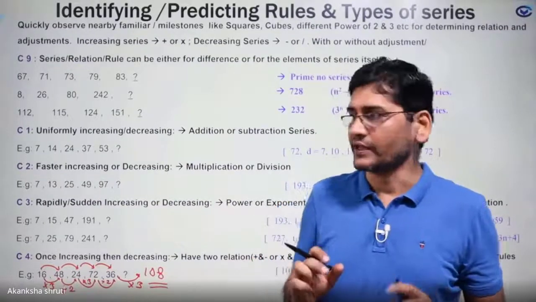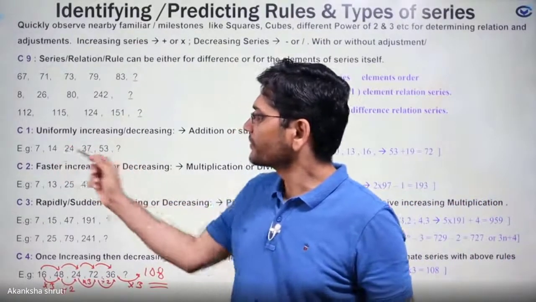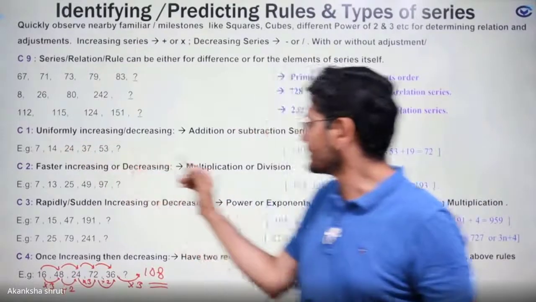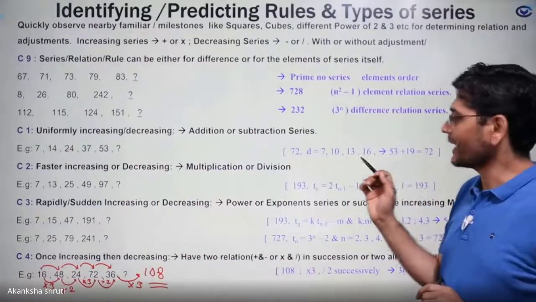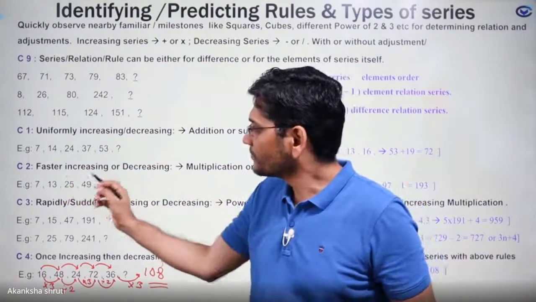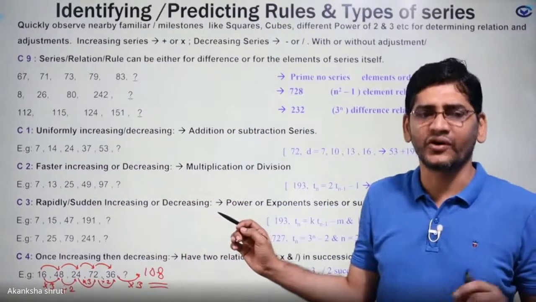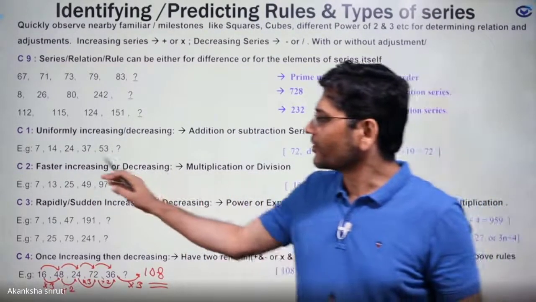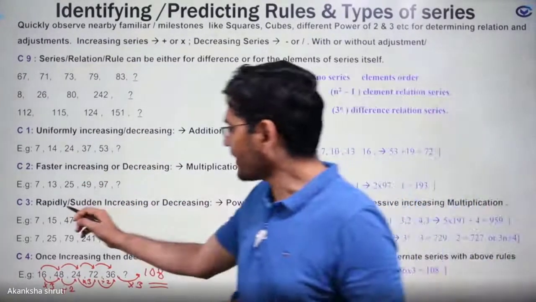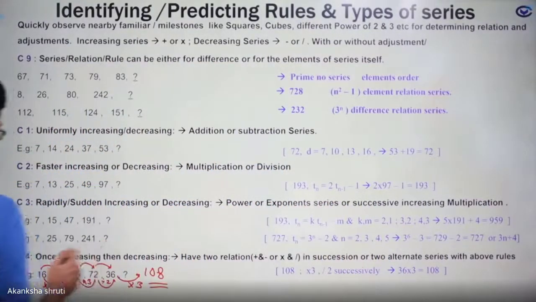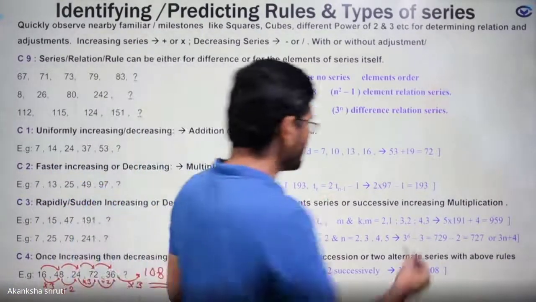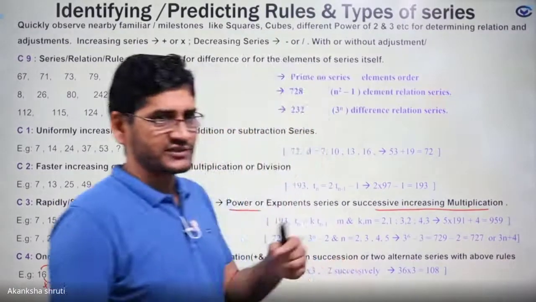Let us recall quickly. First, you have to watch the series. You have to find whether the difference is constant. If the difference is constant or increasing uniformly, then that will be the addition series. If the increase is faster, it means it is multiplied by 2 or roughly 3, with some adjustment or without adjustment. The next one is, if the series is increasing very, very fast or rapidly or suddenly, then either it will be the power series or it is multiplied by a number which is continuously increasing.